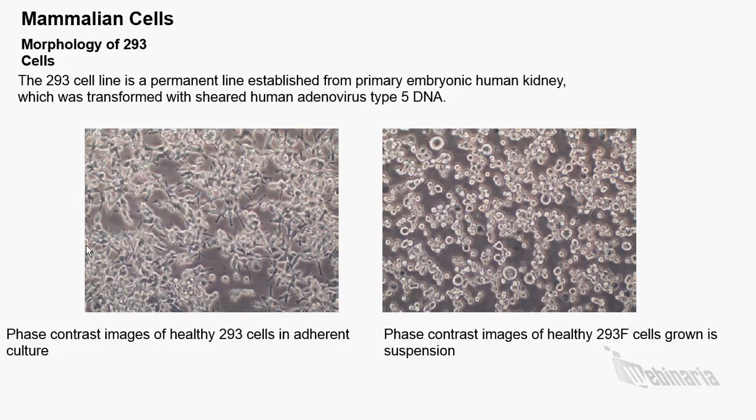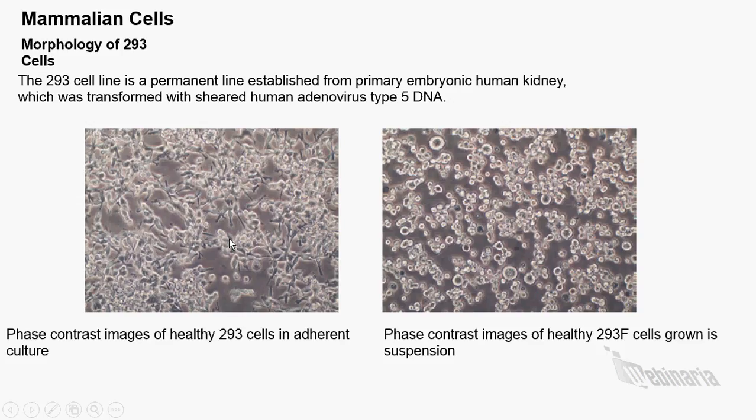Specifically, the 293 cell line is a permanent line, okay, and it has been established from primary embryonic human kidney, which was transfected with sheared human adenovirus type 5 DNA. The adenoviral genes expressed in the cell line allow the cells to produce high levels of recombinant proteins. So it is a production cell line.